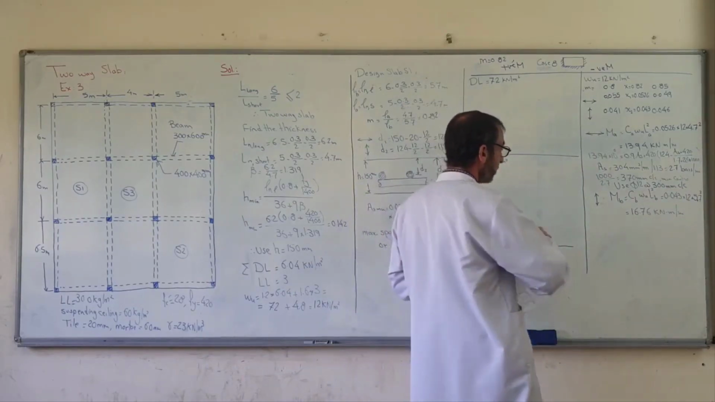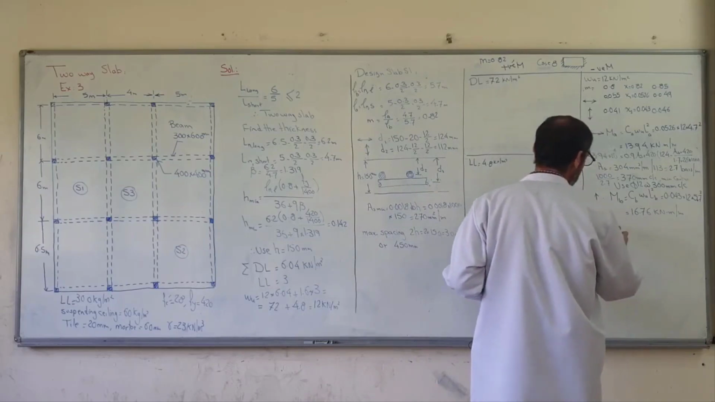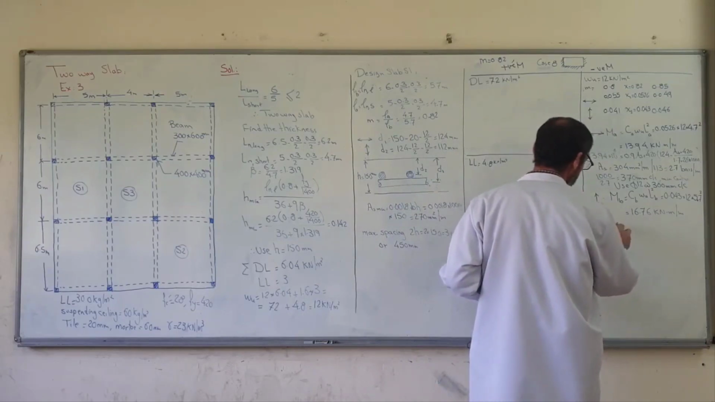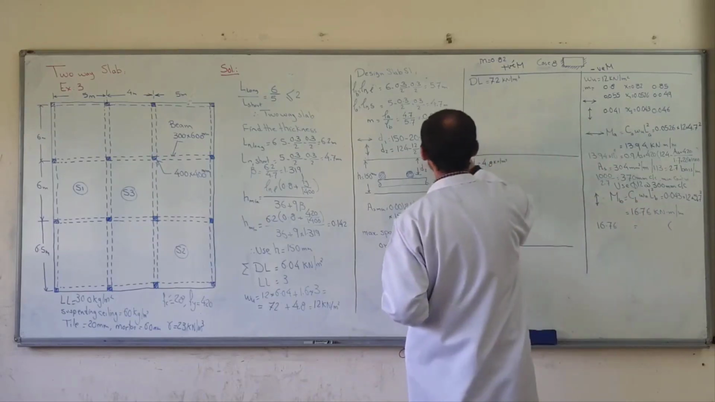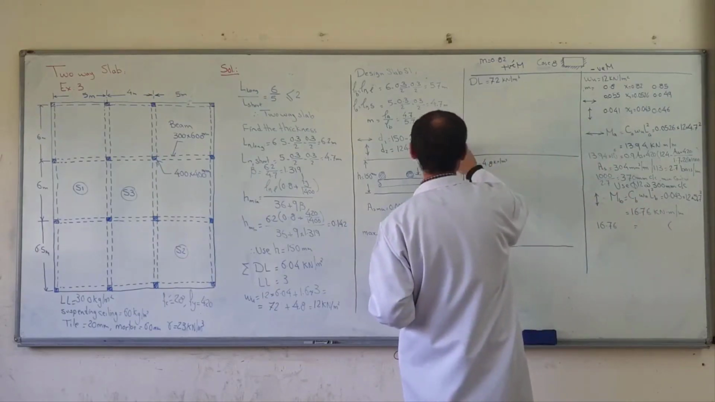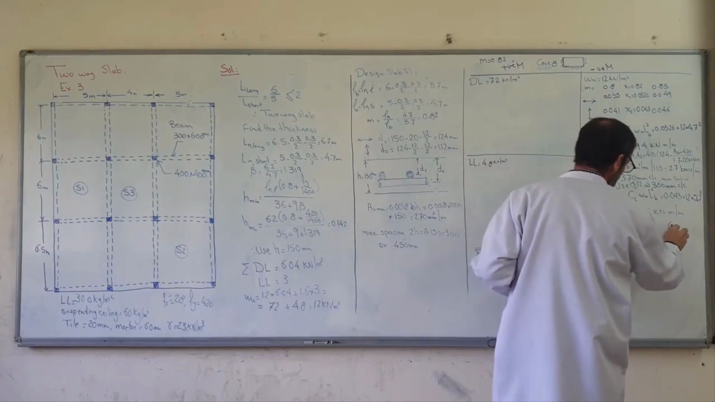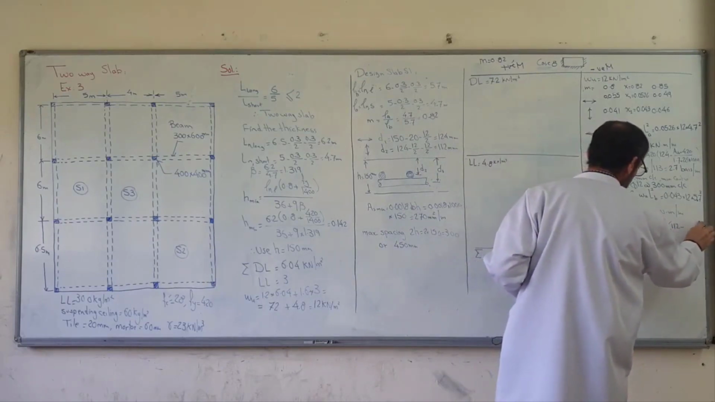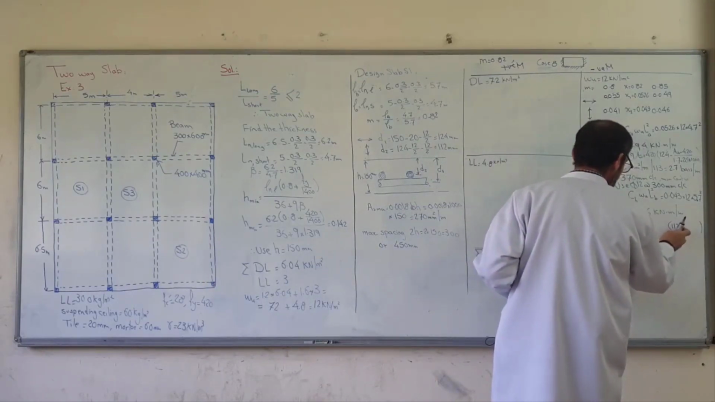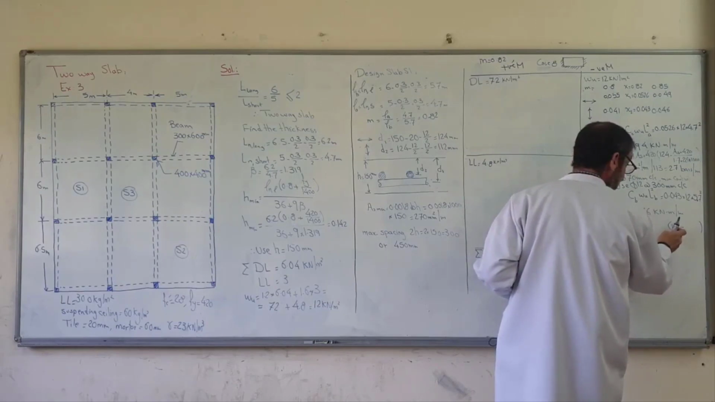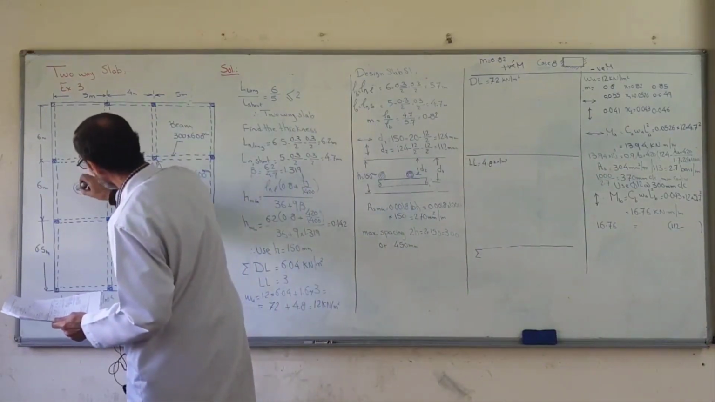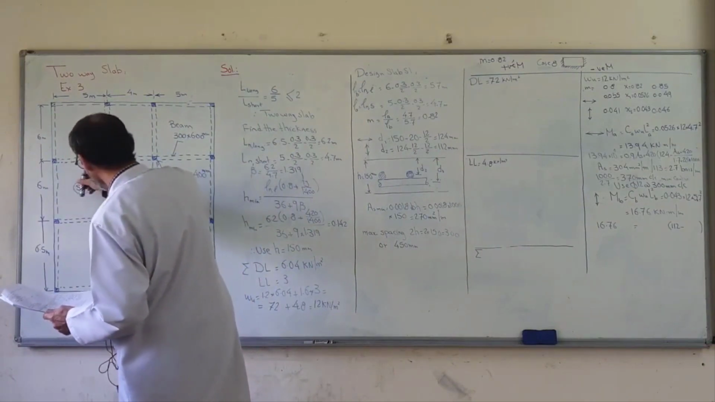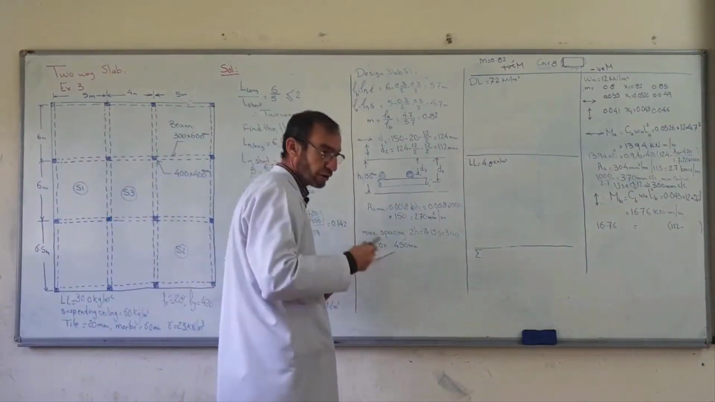The second, also we use the same procedure, 16.76. Just in the D, we use here in the short direction D2. Don't forget, in this direction we use D2, because the reinforcement here is above the main reinforcement in the short direction.